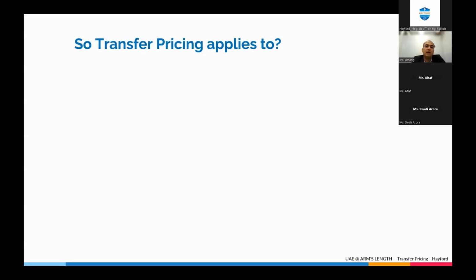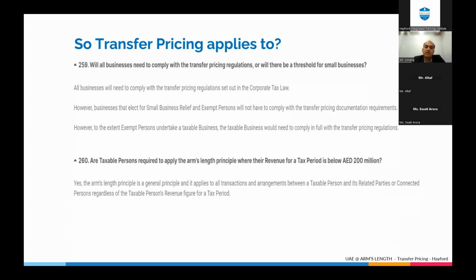So finally, which scenarios or which companies does transfer pricing apply to? After having understood all of this, this is more of a Q&A question, but again, this is also, to an extent, answered under the FAQs. A few glimpses of the FAQs we saw in the previous slide.